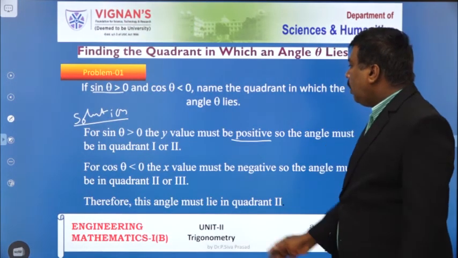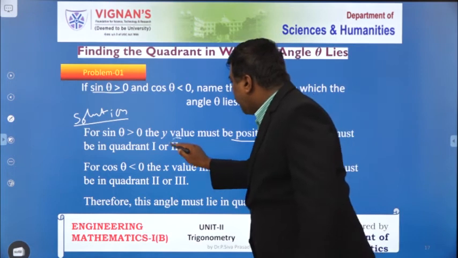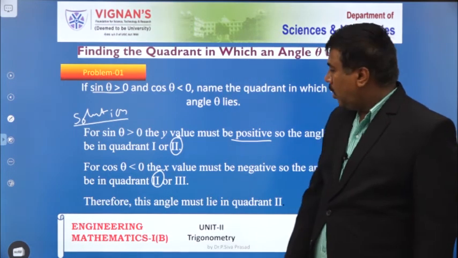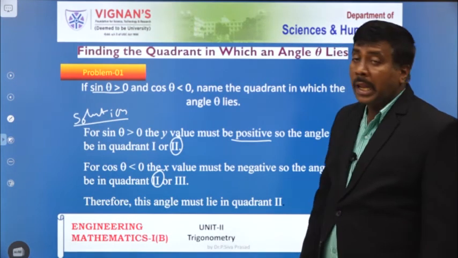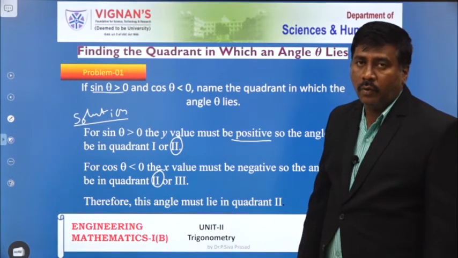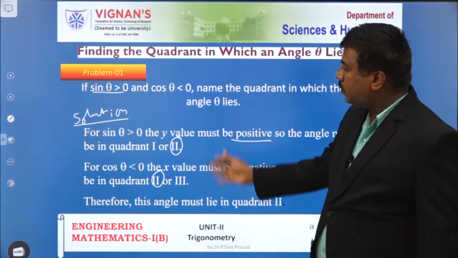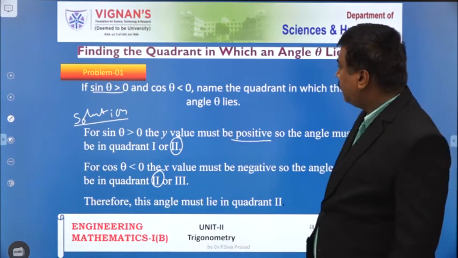So therefore, in both of the cases, the quadrant that occurs repeatedly is the second quadrant. Therefore the angle lies in the second quadrant only. All of you catch your point? So likewise, we have to do the problems and write the solution.